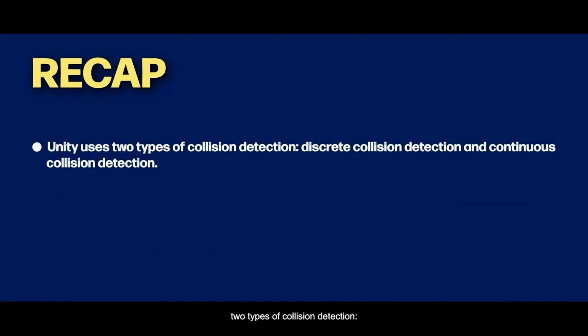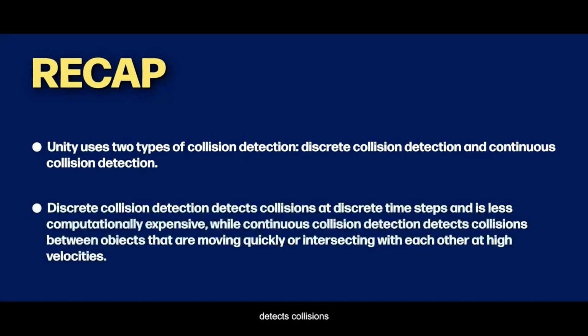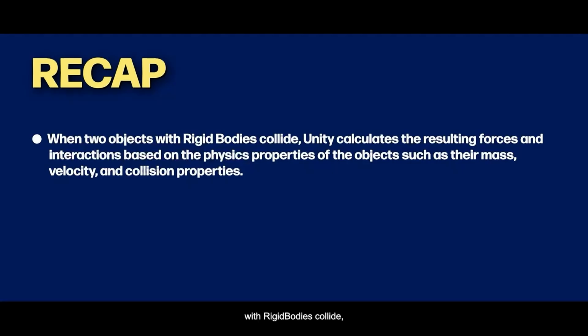Unity uses two types of collision detection: discrete collision detection and continuous collision detection. Discrete collision detection detects collisions at discrete time steps and is less computationally expensive, while continuous collision detection detects collisions between objects that are moving quickly or intersecting with each other at high velocities. When two objects with rigid bodies collide, Unity calculates the resulting forces and interactions based on the physics properties of objects such as their mass, velocity, and collision properties.